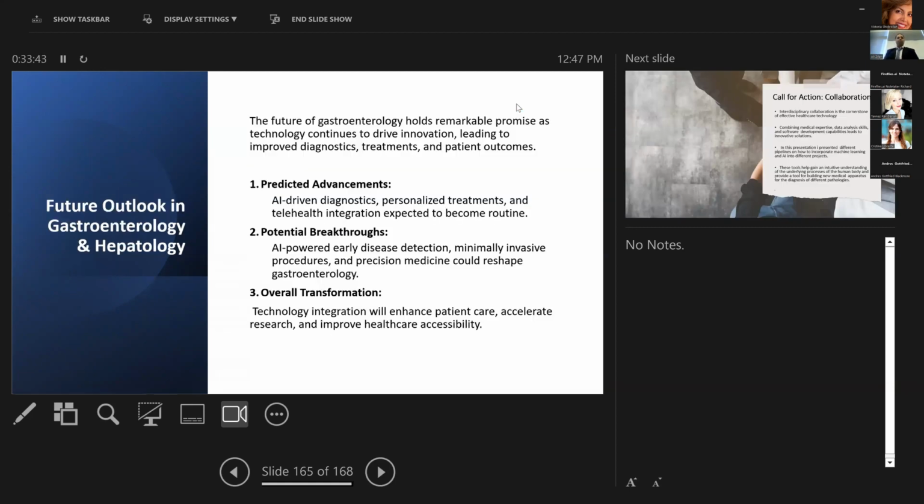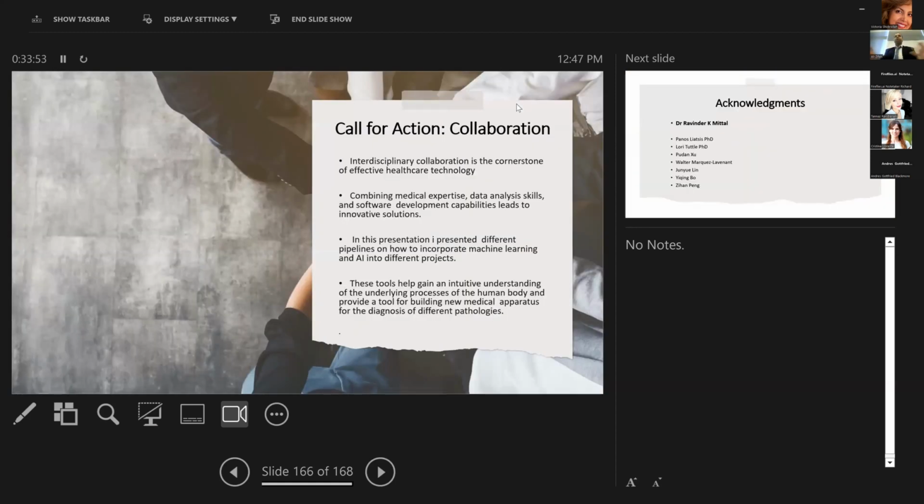But the outlook on the future looks very bright, and technology integration will enhance patient care, accelerate research, and improve healthcare accessibility. But this actually requires collaboration between physicians, data scientists, and software developers to achieve. So this is a call to action.